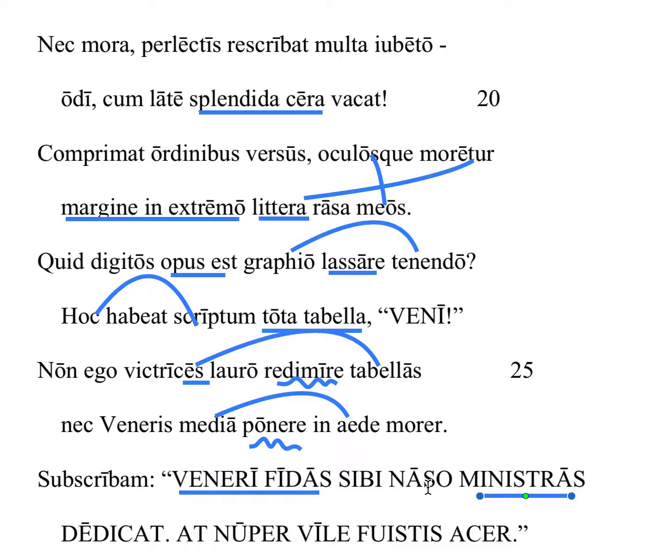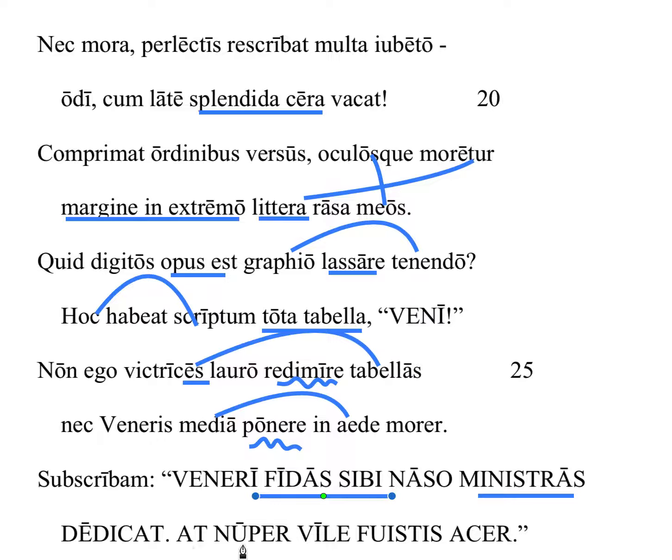So Naso verbs these attendants, faithful to Venus, to himself, not sure here, and dedicates. So we find out here, because we have to do a little gymnastics with these datives, Naso dedicates to Venus these attendants, faithful to him. So Sibi, remember, is reflexive. It has to refer back to the subject. So Naso dedicates these attendants, i.e. the tablets, faithful to him. He dedicates them to Venus.